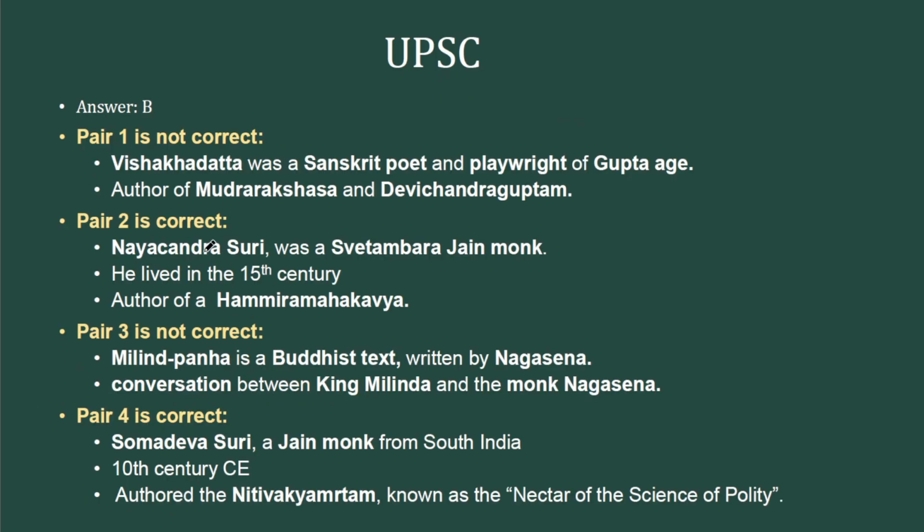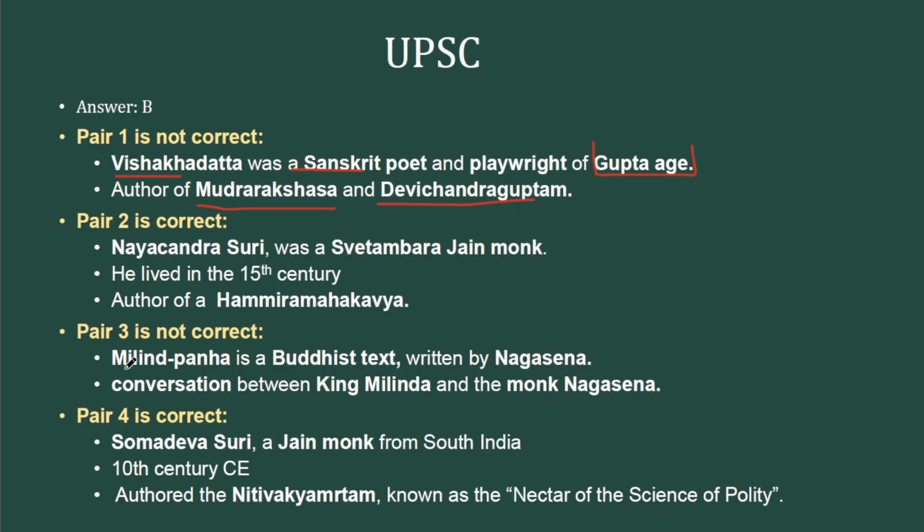If you look at the answer key, as I said, Vishakhadatta is a very famous author, a Sanskrit poet, someone like Kalidasa, as a playwright during the Gupta period. Same period as Kalidasa. There are 9 gems of Chandragupta II Vikramaditya. He is the author of Mudrarakshasa and Devi Chandragupta.